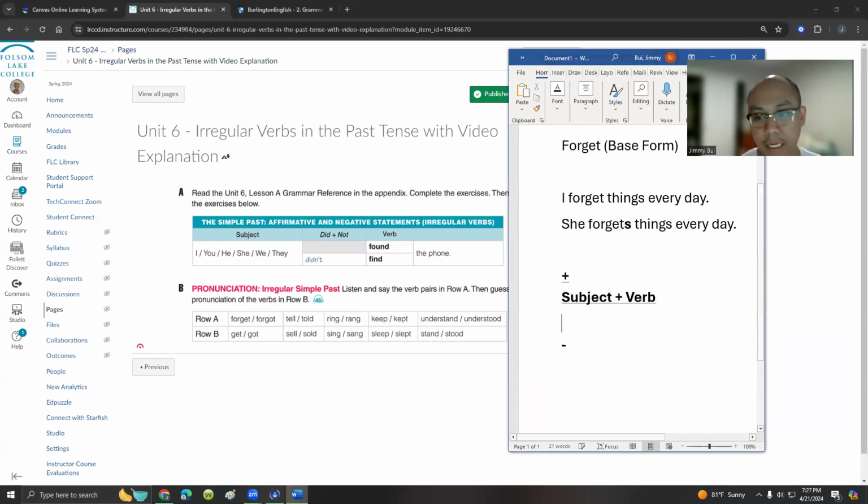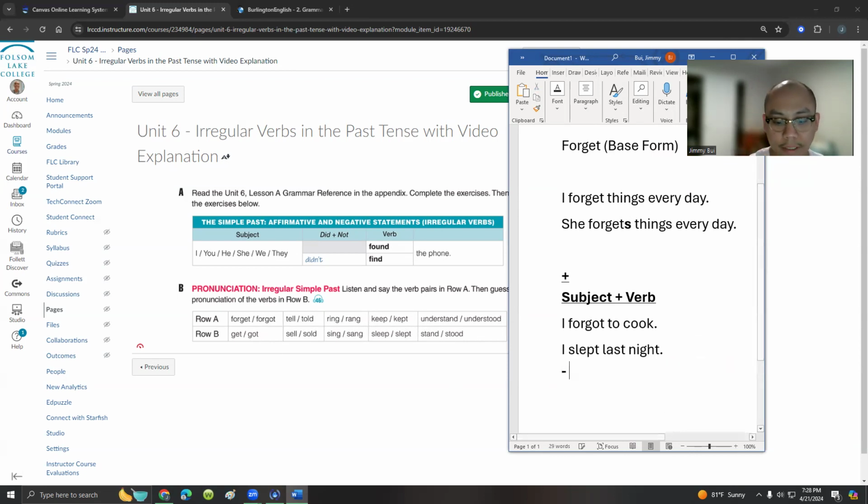So in affirmative statements, I forgot to cook. So the simple past will be on the right. So forgot, told, rang, kept, understood. And we use this for the positive statements, the words on the right. I slept last night. Okay.